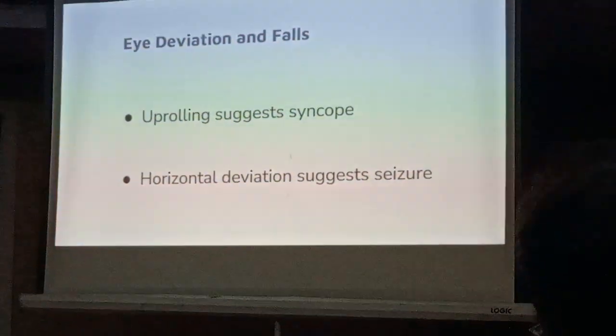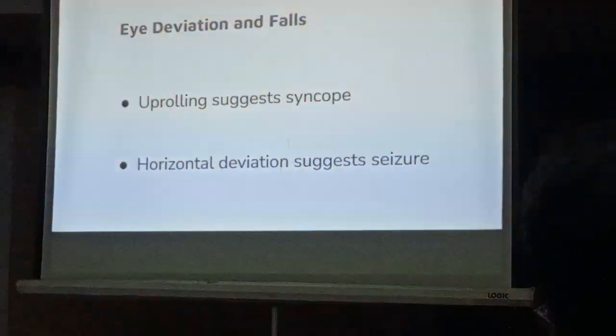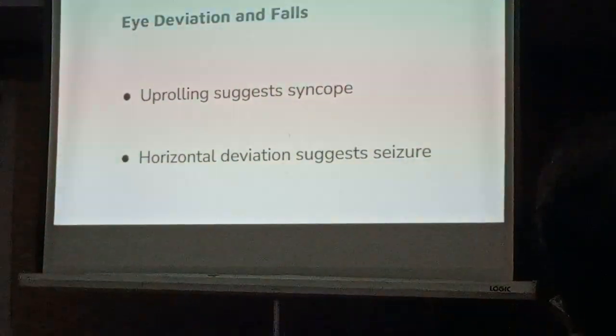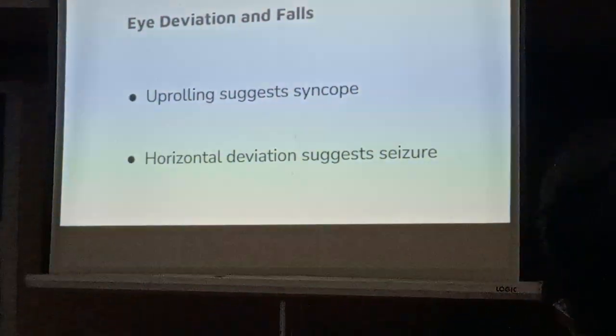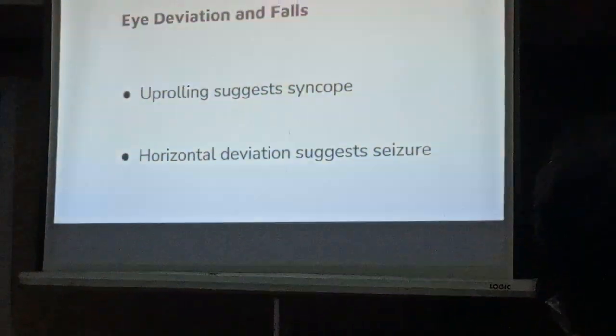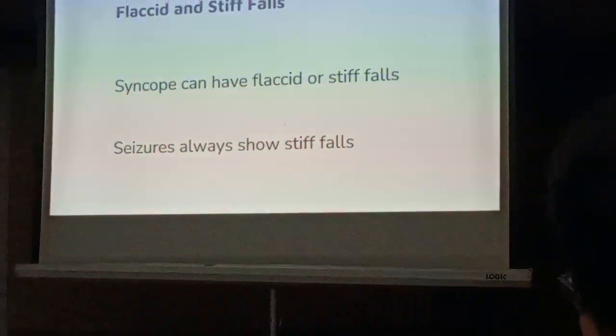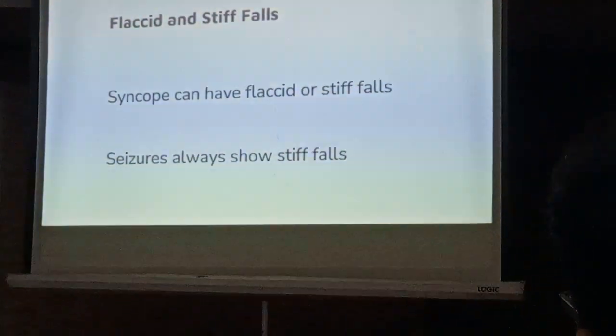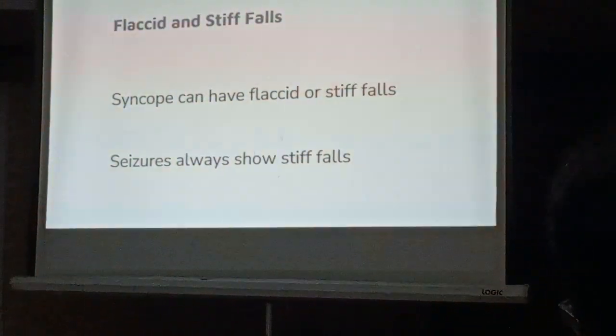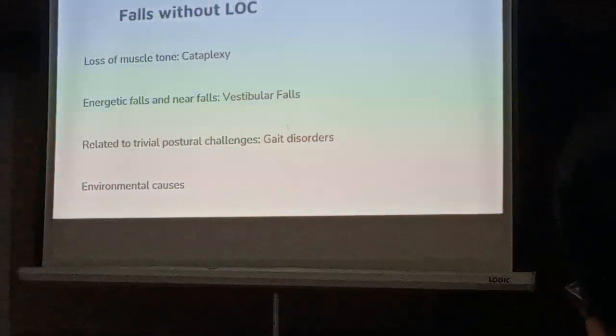Eye deviation, uprolling of the eye, then probably syncope. Horizontal deviation, probably seizure. But you will have to be present there in order to notice all this, whether it is syncope or seizure. Flaccid falls suggest syncope. Stiff falls, usually seizures. Now this is where we are interested.